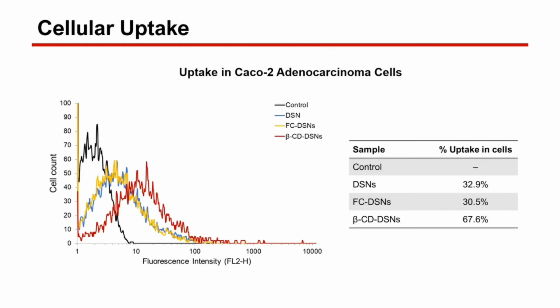Fluorescently labeled peptides were also used to study uptake in Caco2 adenocarcinoma cells by flow cytometry, and it was found that beta-CD DSNs showed much greater uptake, more than twice the amount of uptake compared to other DSN samples.